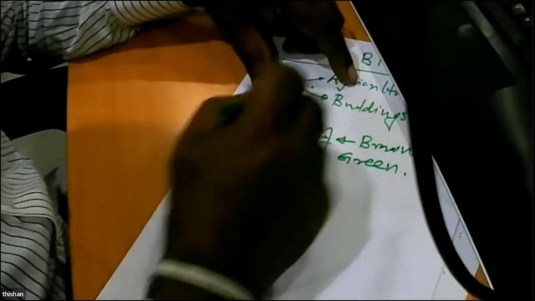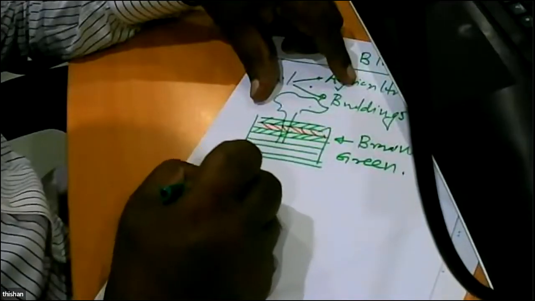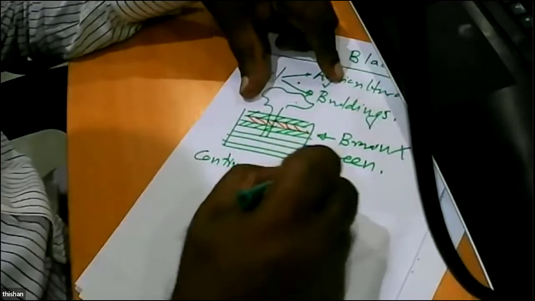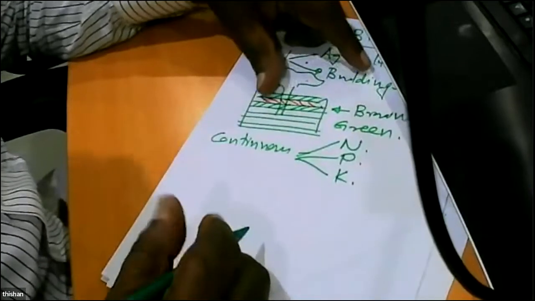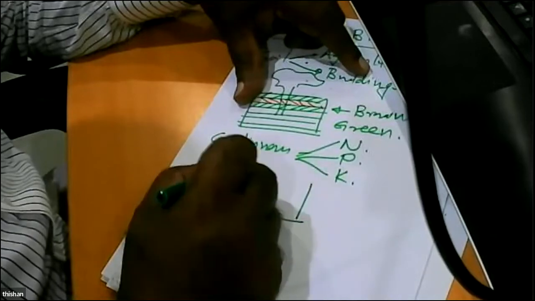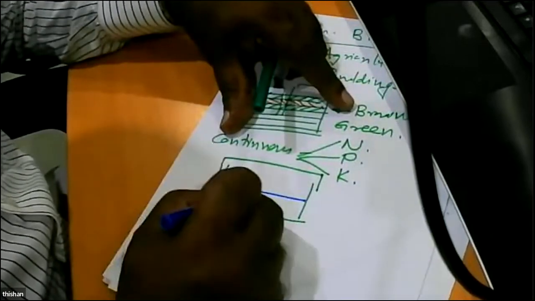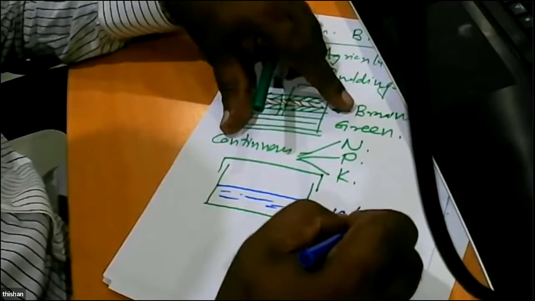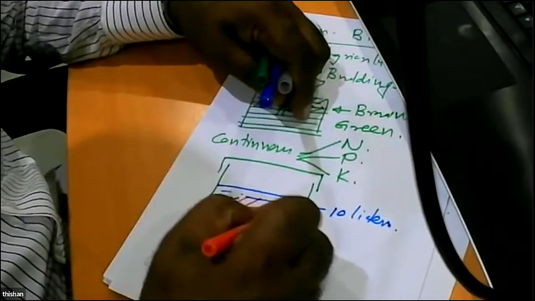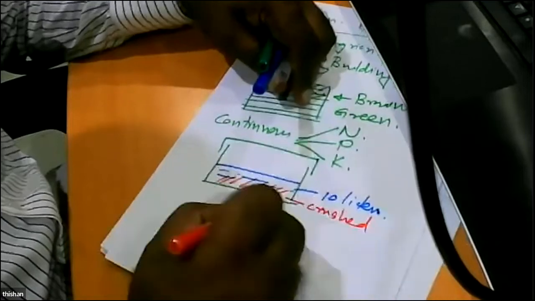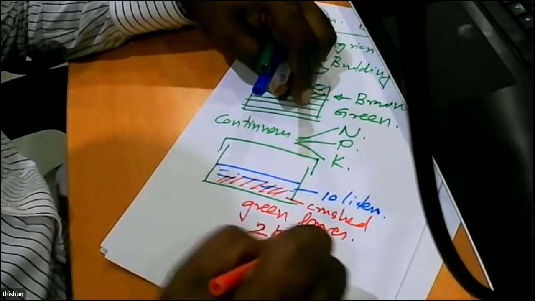Then again, once your plant is growing, you have to do one more thing. You have to provide a continuous supply of nutrients, and it can be nitrogen, it can be phosphorus, it can be potassium. So how do you get all these ingredients into the soil? What you do is you get a bucket with a lid. Then, I'm just telling one formula, you add about 10 liters of water. And you add crushed green leaves, 2 kilograms per 10 liters of water.